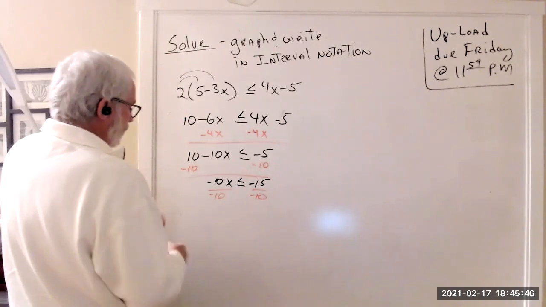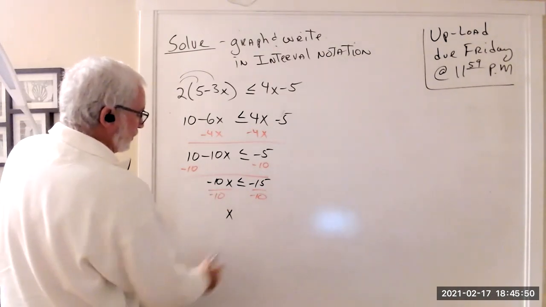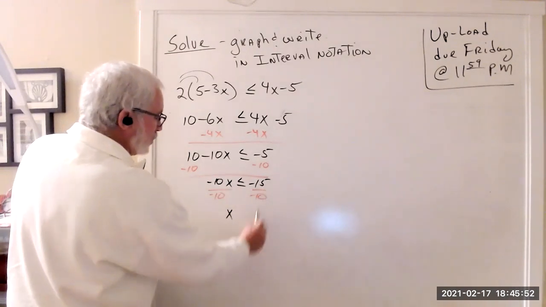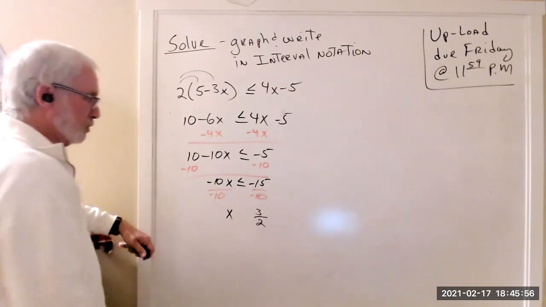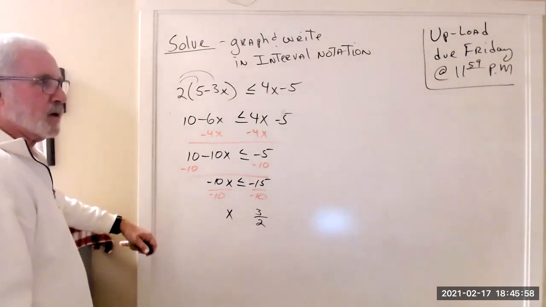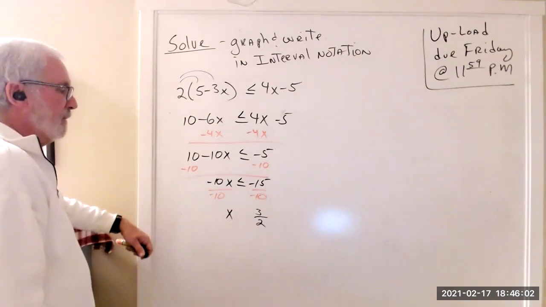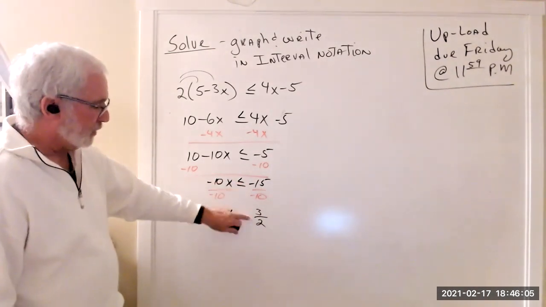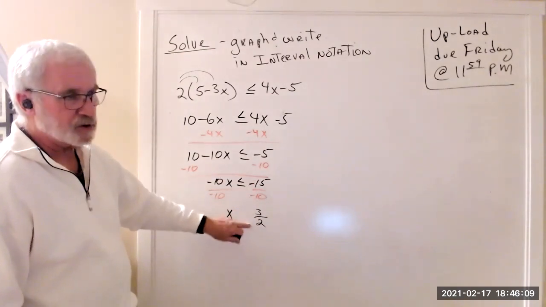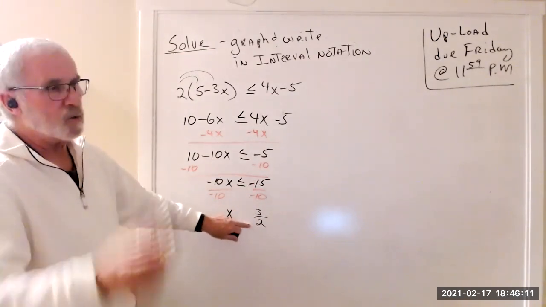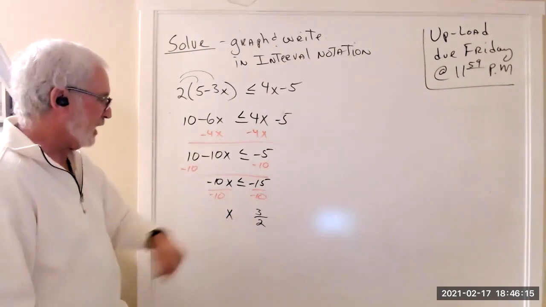Now, some stuff here. This gives me x because the negative 10s cancel. This reduces to positive 3/2 or 1.5, your choice. I don't care, but you do have to reduce it, guys. The negative divided by negative reduces to a positive, and 15/10 reduces to 3/2. If you want to call that 3/2 or 1.5, that doesn't matter, but you do have to reduce it down.